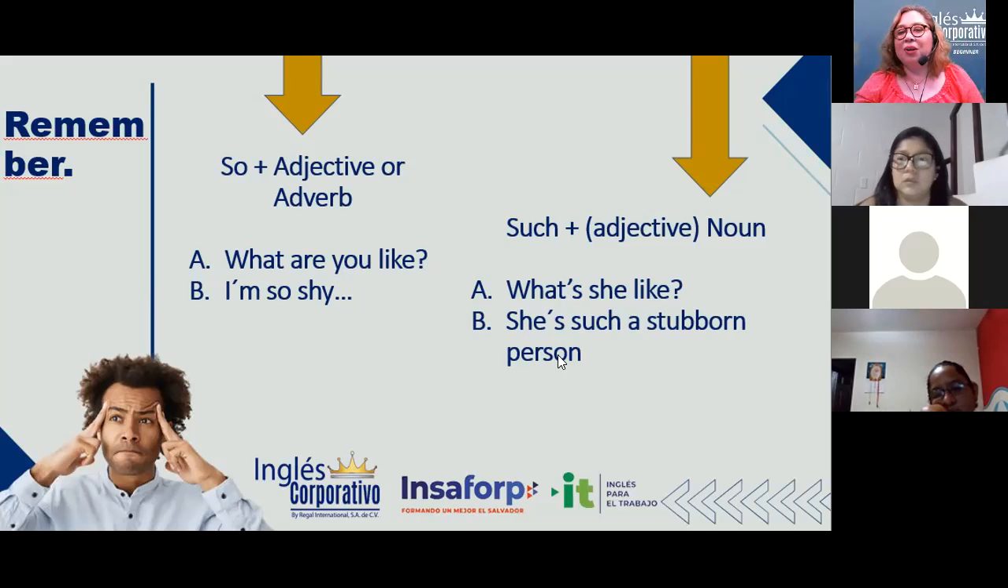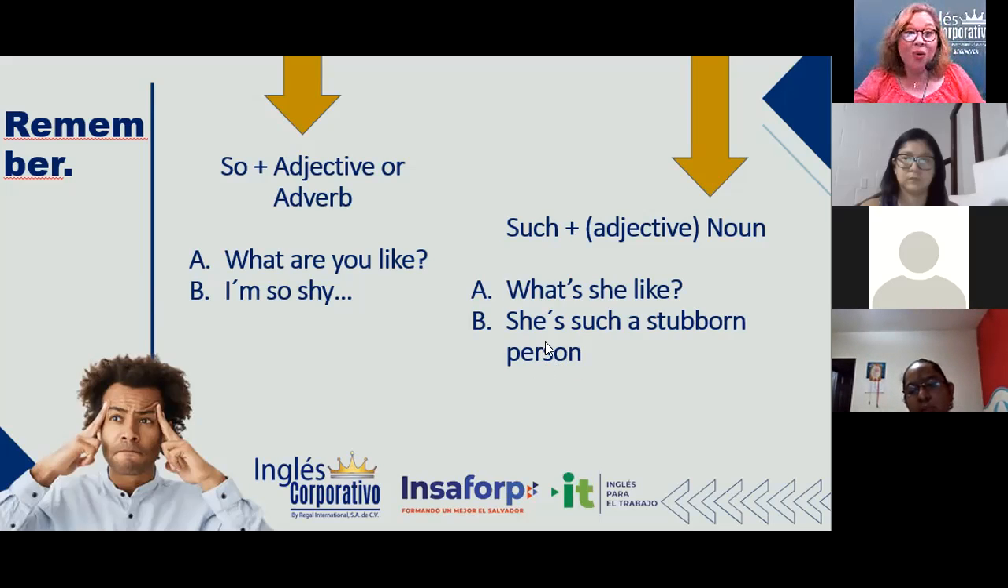We have an answer here. She's such a stubborn person. Okay. Such a... Es la frase que estamos aprendiendo, such, la palabra que estamos usando para enfatizar. Podríamos haber dicho, she's a stubborn person. Pero si quiero hacer énfasis que realmente es así de presumida o de orgullosa, right? She's such a stubborn person, testaruda, right? Something like that. So what's she like? She's such a stubborn person, okay?